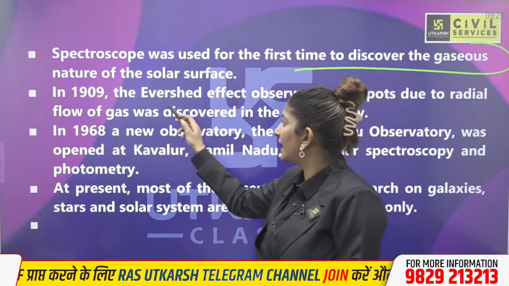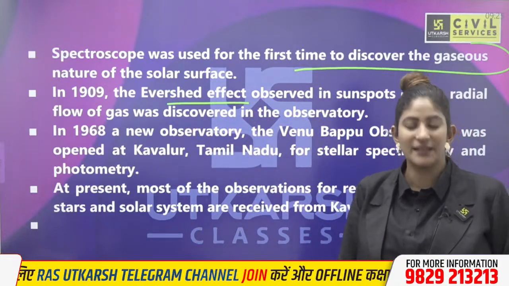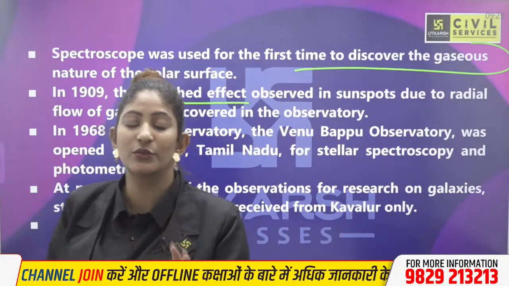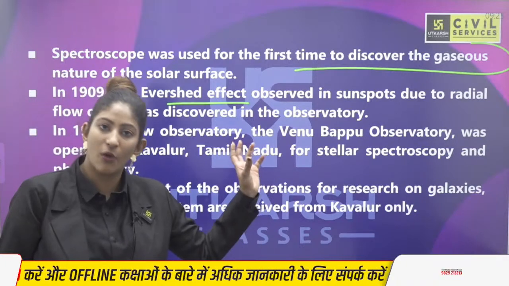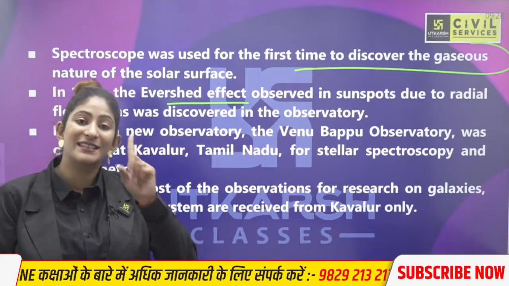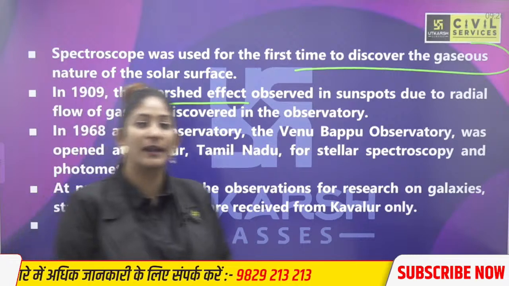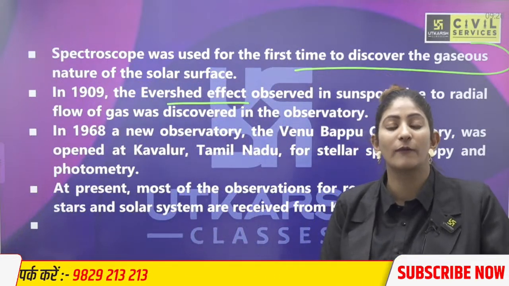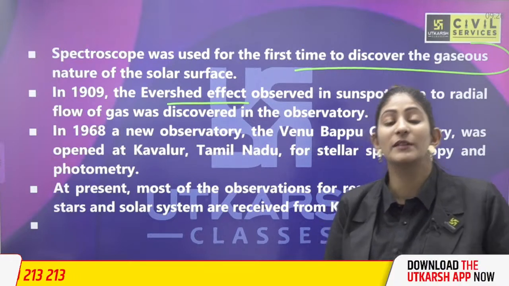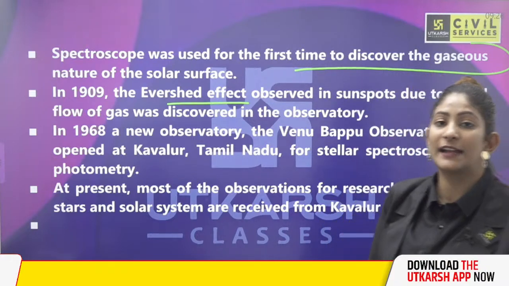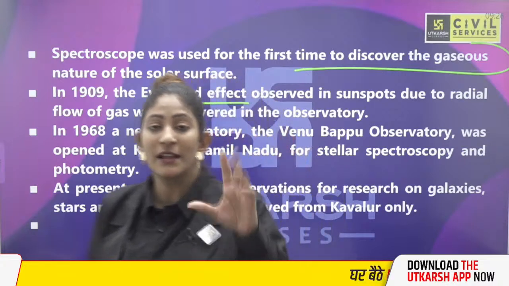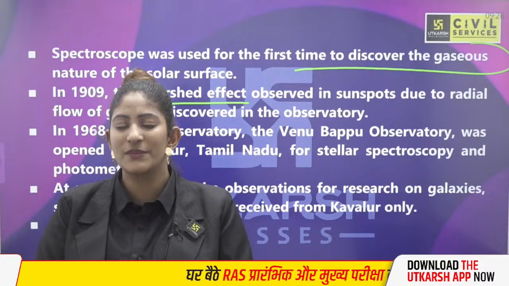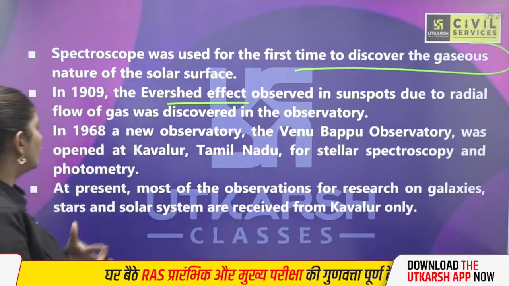In 1909, the Evershed effect, basically when the sunspot was actually observable due to the radial flow of the gases, was also observed by it. The first ever solar eclipse in India was also understood properly with the help of the Madras Solar Observatory, that happened in 1868. Later on in 1899, when Kodaikanal came, the Madras Solar Observatory and Kodaikanal were put together.